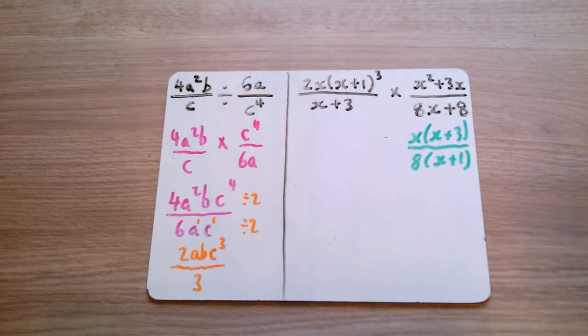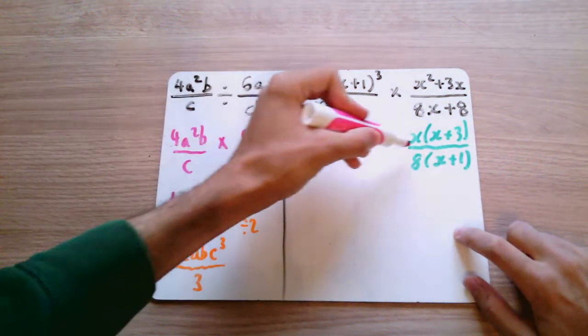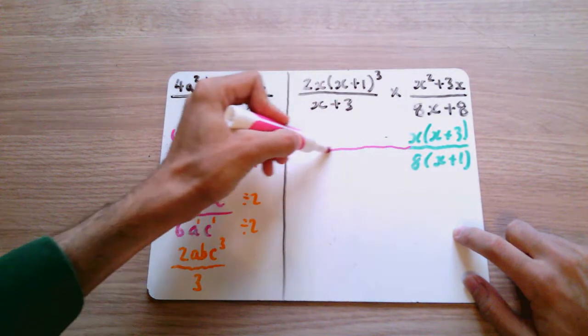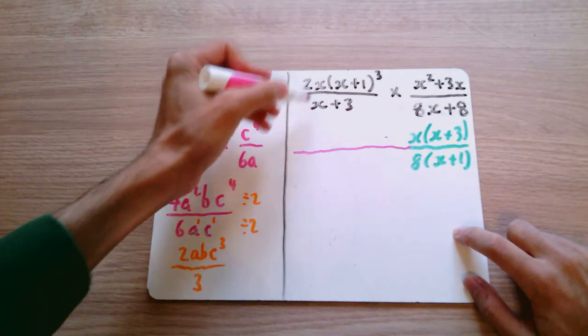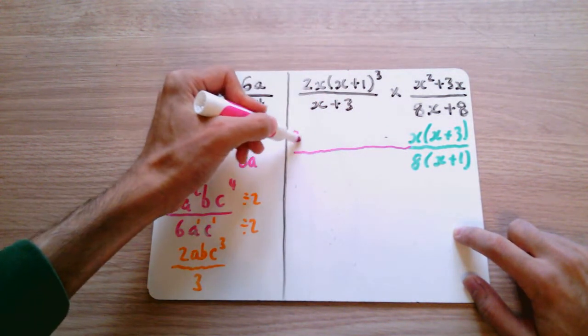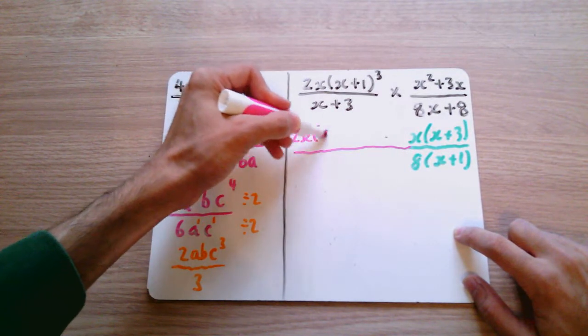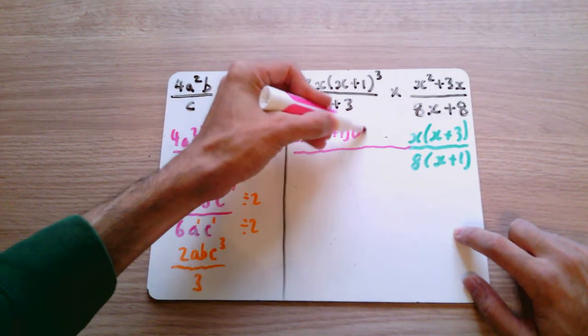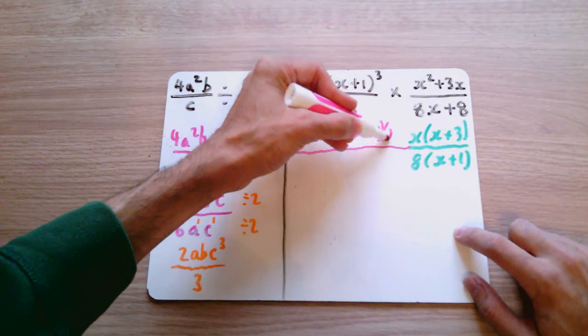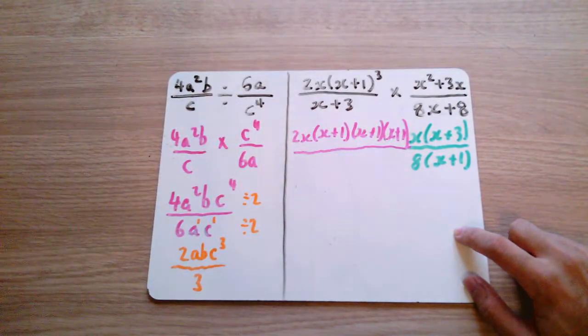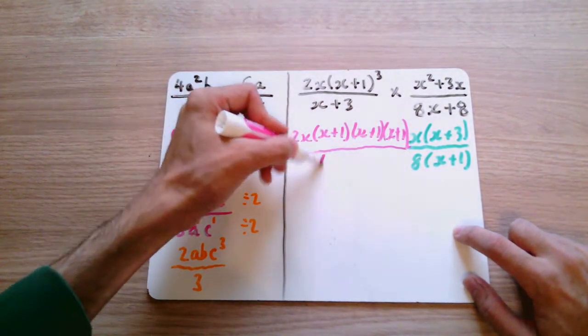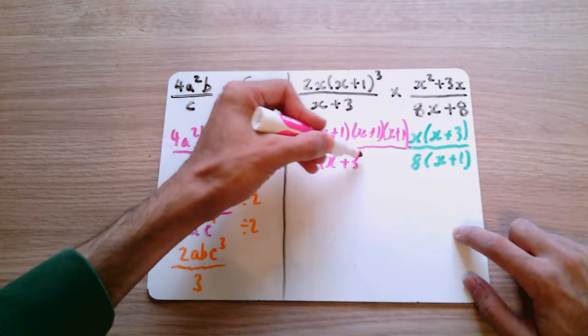Now, we did say this is a multiplication of fractions question. So if we are multiplying fractions, we are going to be multiplying the numerators by the numerators and the denominators by the denominators. So I'm actually going to extend this fraction over here. And I'm going to write this out in full. X plus 1 cubed is actually 2x brackets x plus 1, x plus 1, and x plus 1. And on the denominator, we have x plus 3.